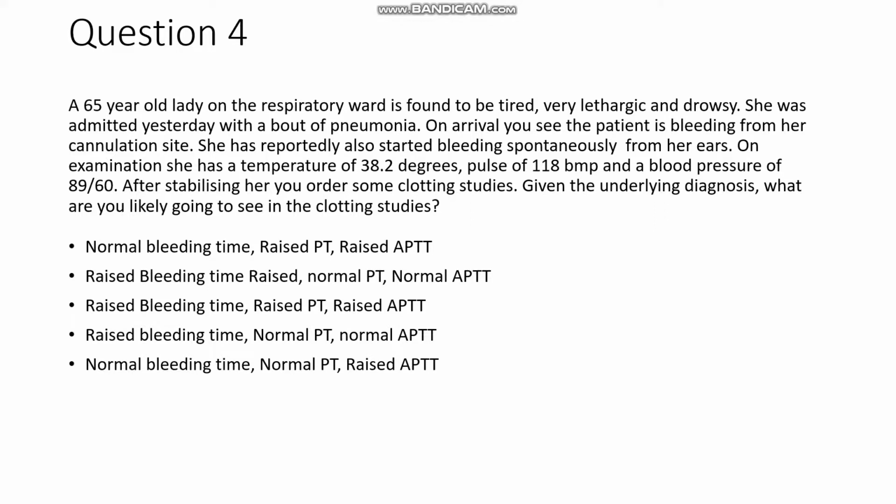Given the underlying diagnosis, what do you think is likely to be seen in the clotting study? So please pause the video here and have a go at answering this question. Okay, so the answer here is a raised bleeding time, a raised PT, and a raised APTT. So what is the underlying diagnosis, and why is it giving us this picture?